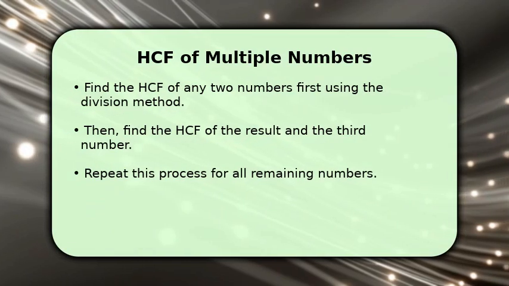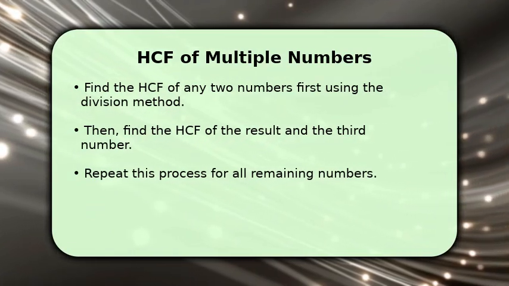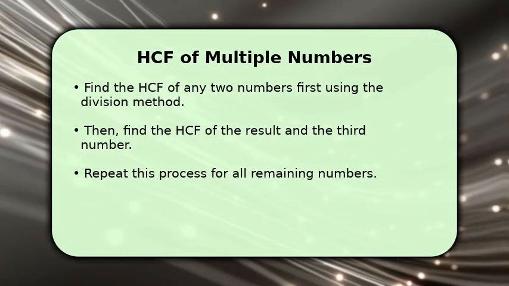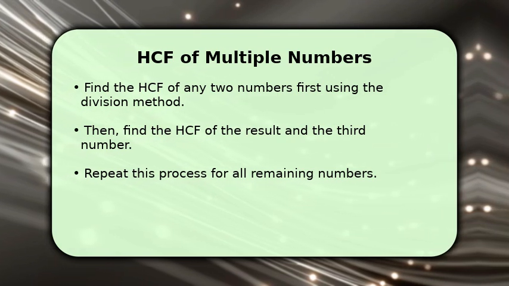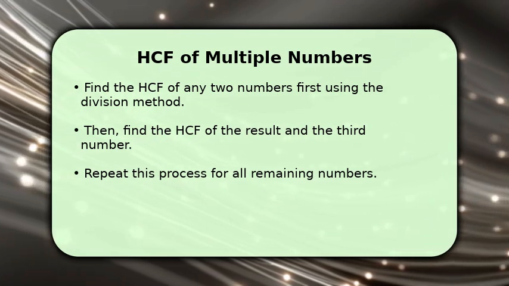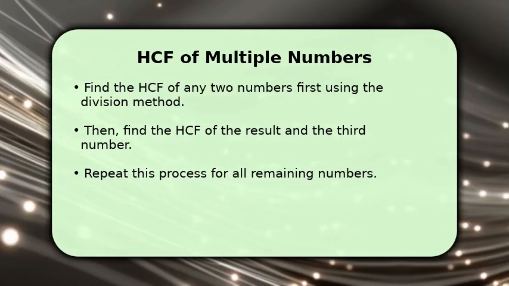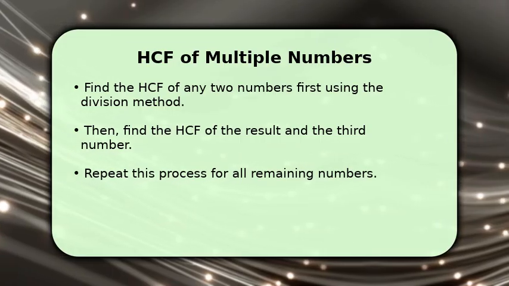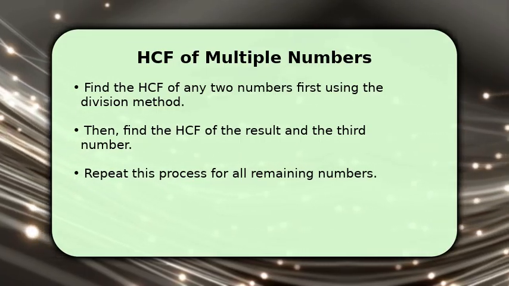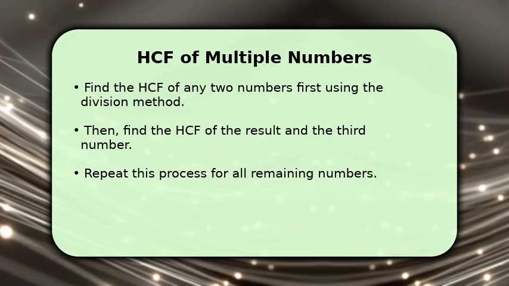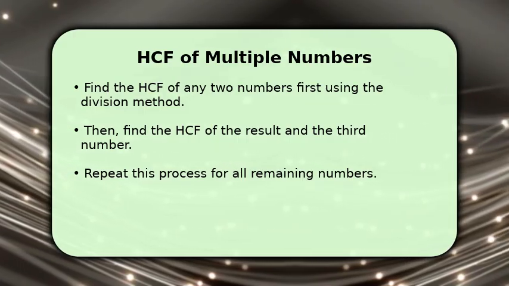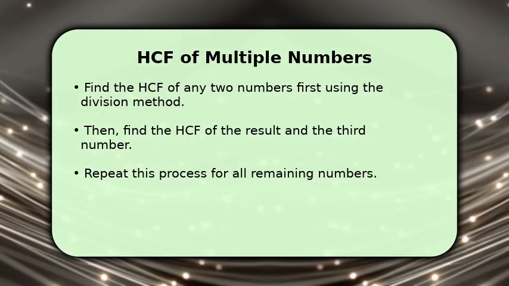When you have three or more numbers, the process is a simple extension. For example, with 12, 18, and 30, first find the HCF of 12 and 18. This would be 6. Next, find the HCF of 6 and the third number, 30. Dividing 30 by 6 gives a remainder of 0, so 6 is the HCF. This sequential application ensures accuracy for any quantity of numbers.